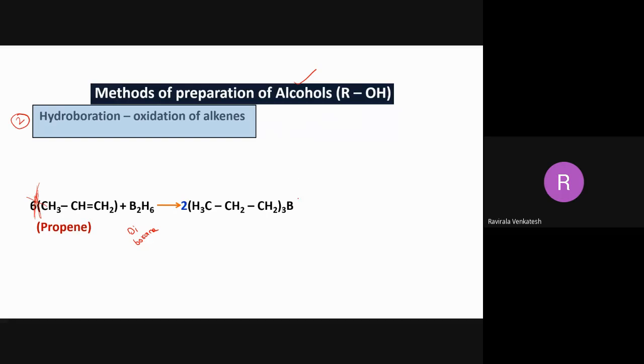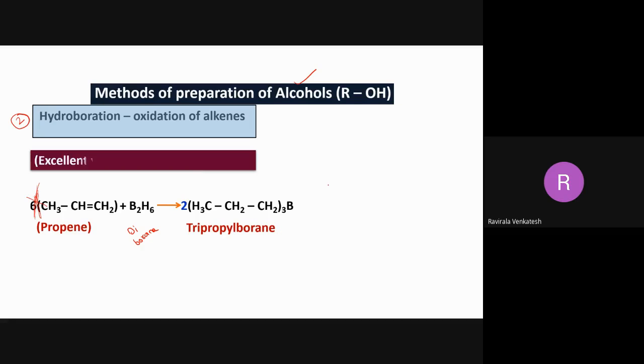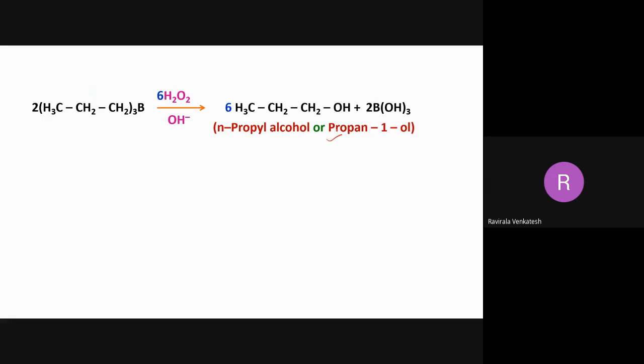Now you got this intermediate. This is the intermediate we are going to get, tripropyl borane. And after that, what happened? You are going to get the alcohol. This will convert into what actually? Alcohol, isn't it? This is converting into alcohol. N-propyl alcohol.